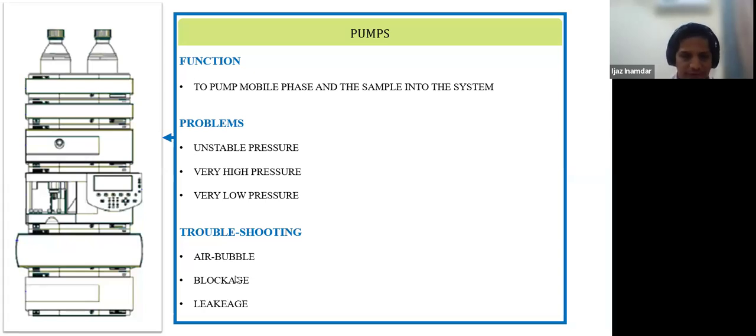Now, what is the troubleshooting? As I said, if there is a very high back pressure, check for blockages. If there is very low pressure, check for leakages. If there is inconsistency in the pressure, if there is unstable pressure, think of air bubbles. There might be air bubbles in your tubing, or the degassing might not have happened properly. That's why you are getting air bubbles. So these are certain things that you should look at when you are choosing an HPLC.